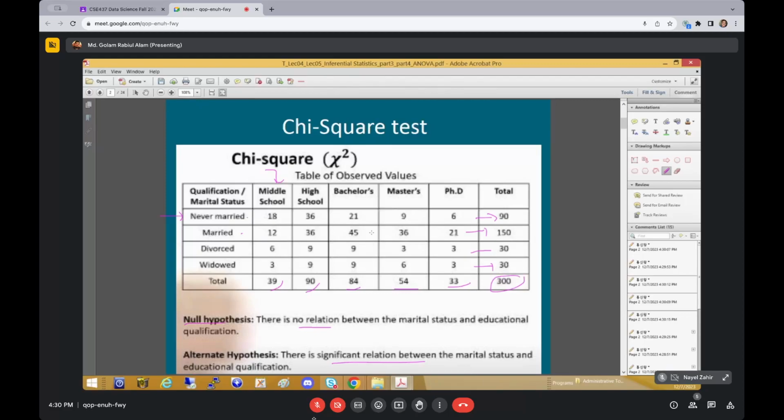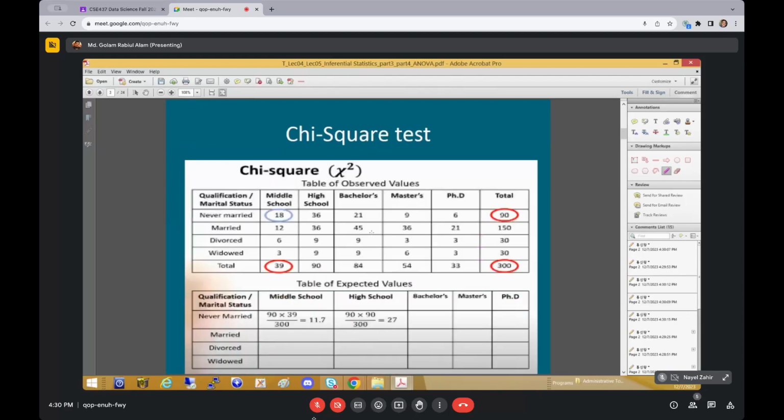But in the chi-square test, we also need to know the expected value. So how do we calculate the expected value? Here we can see 18, this is the observation, but what is the expectation? We have a total of 300, and 90 of that is never married. So 90 out of 300, and the total for middle school is 39. So 90 by 300 times 39 is 11.7. That is our expectation.